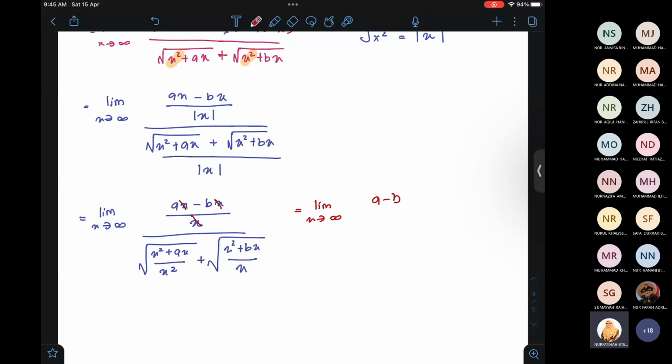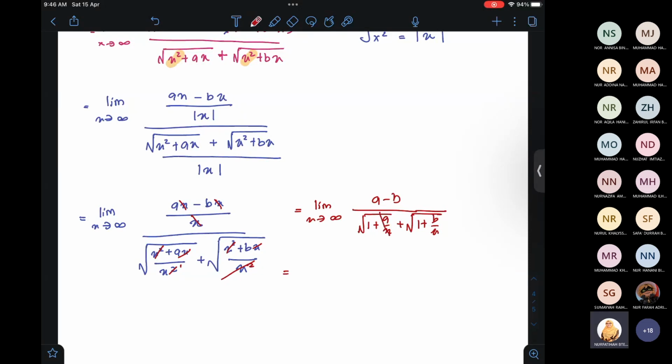A minus b. Okay. Bottom part, this one cancel, this one is finished. Top and bottom, left with one. Same with this other term. So you will get 1 plus A over X added with 1 plus B over X. Okay. So now substitute infinity.